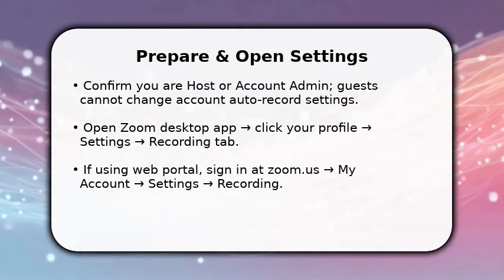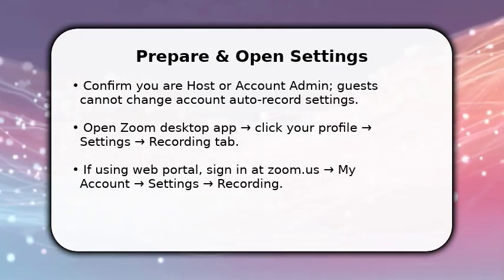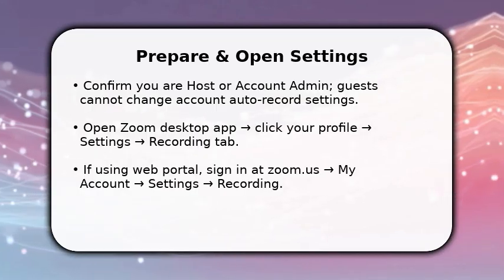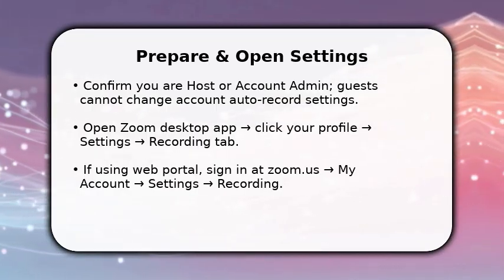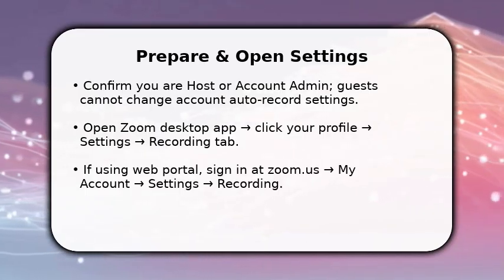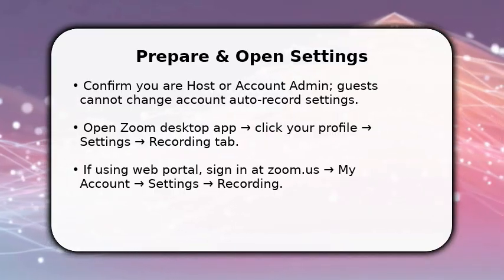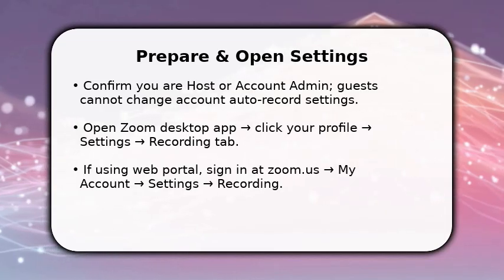You start by verifying permissions. You must be host or account admin to stop auto-recording for meetings. Open the Zoom desktop app and go to your profile, then Settings. Alternatively, sign in to the web portal at Zoom and choose My Account. Once in Settings, navigate straight to the Recording tab to see current recording rules.